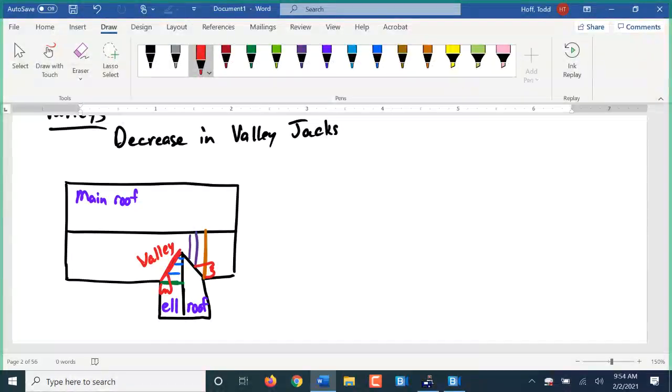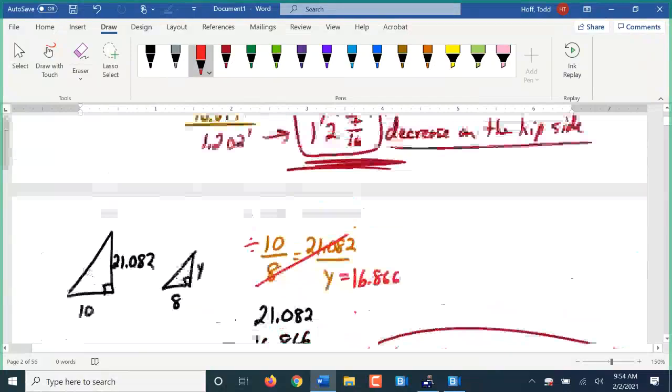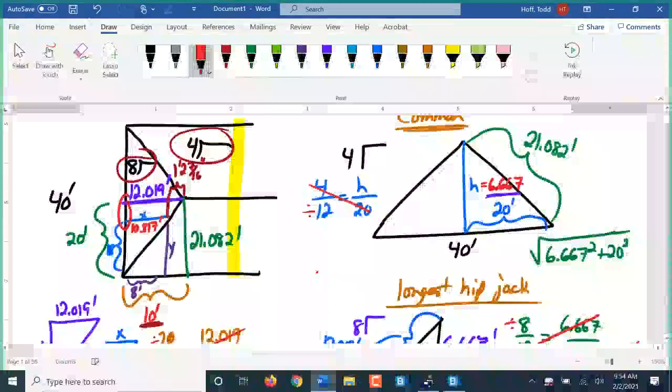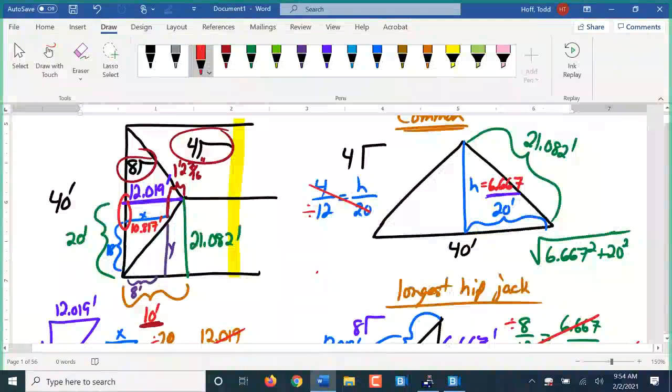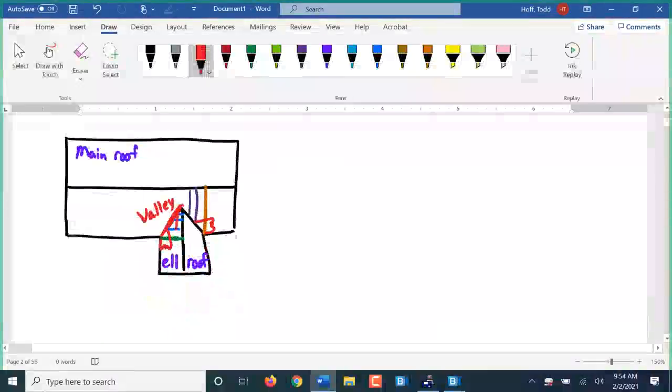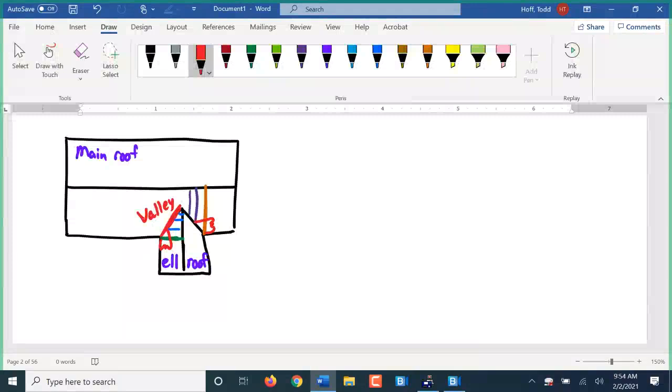Notice now on the hip roof, the bottom of the rafter stayed in the same spot, and it was the top end that was really being cut back. Here, the top end is staying in the same spot. It's the bottom that's being cut back. But again, it's the same cut, same angles, same amount to form the valley.